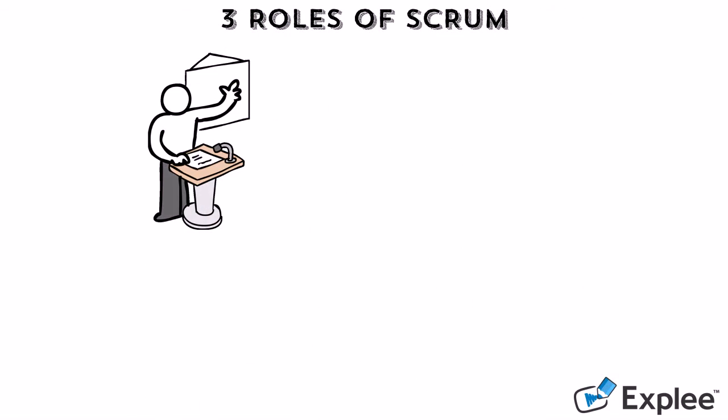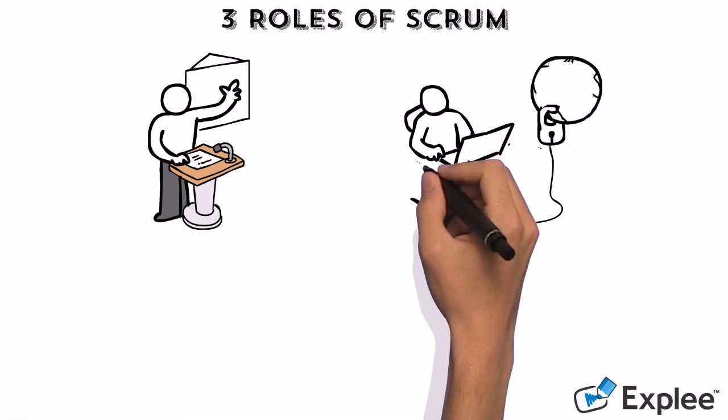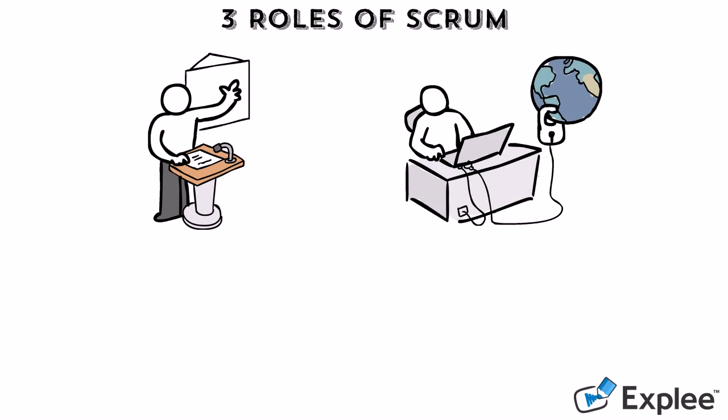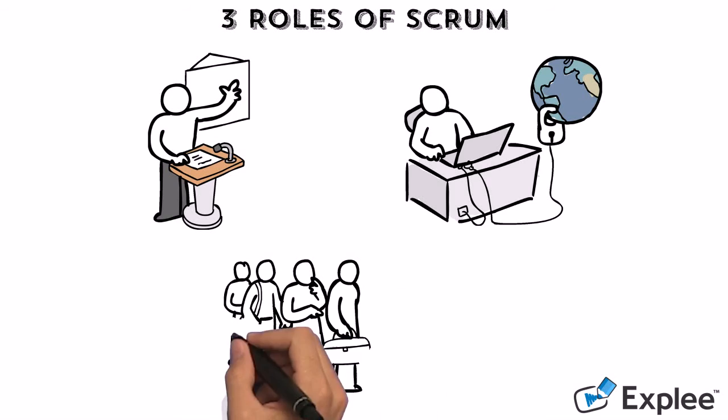The product owner is a customer or sponsor. The Scrum Master is a supervisor who assists the whole process. And the members of the development team.